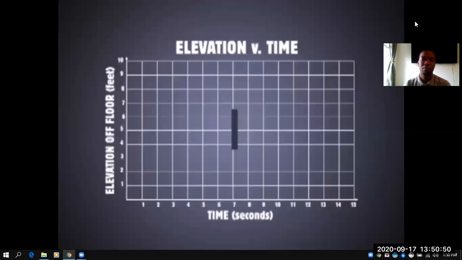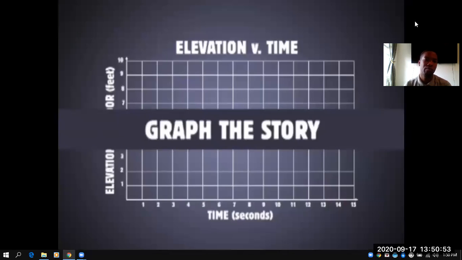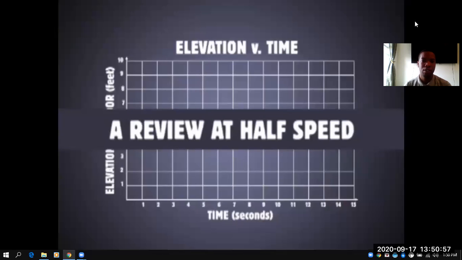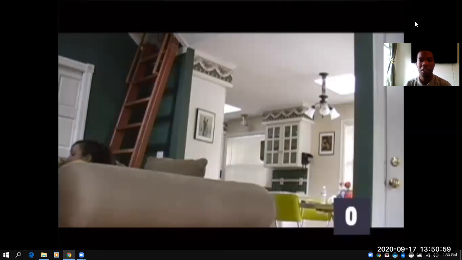He's coming down the staircase. He stops, takes a drink, goes down, continues to walk, goes into the kitchen. We're going to graph the story. Let's look at it at half speed. The time is in the bottom right corner.